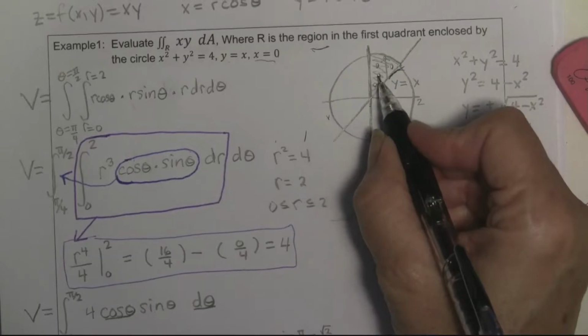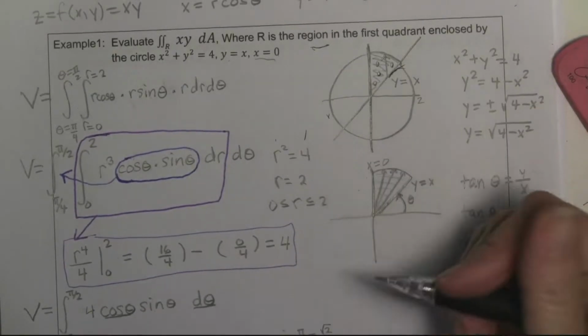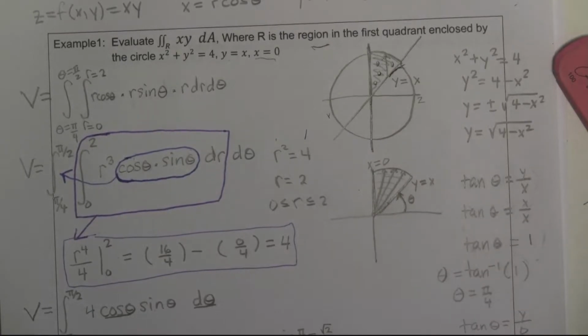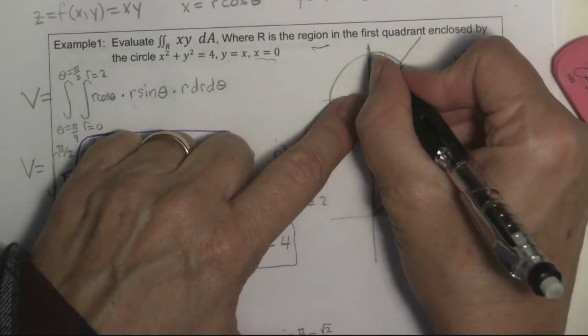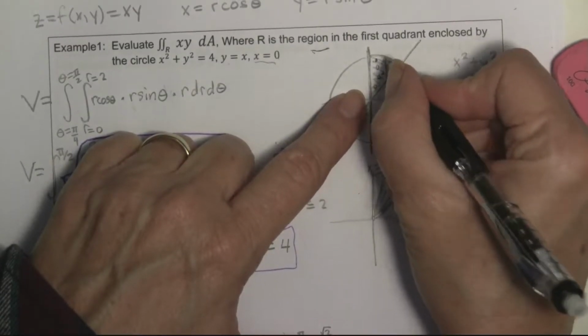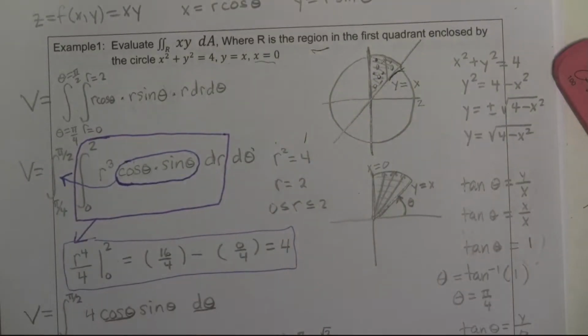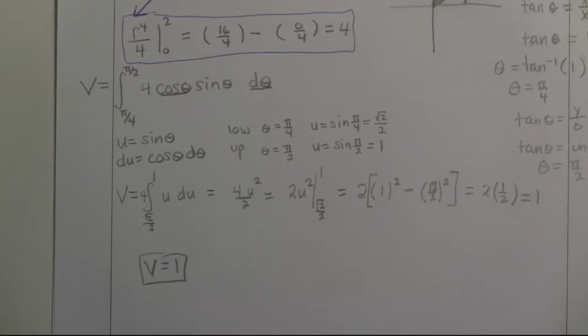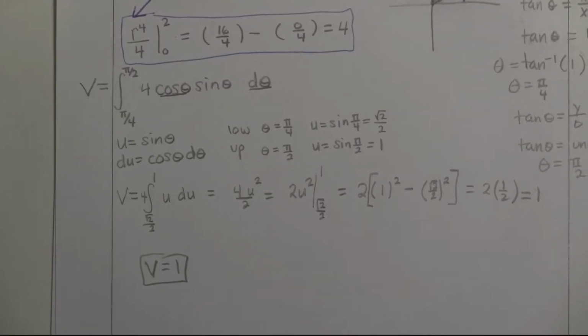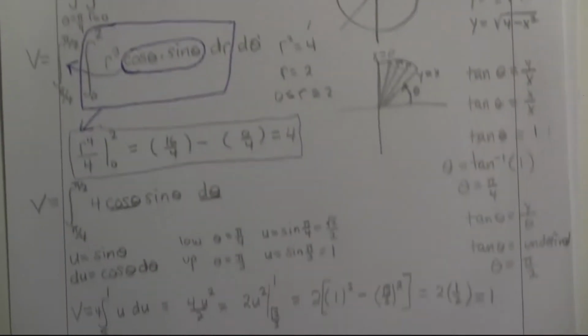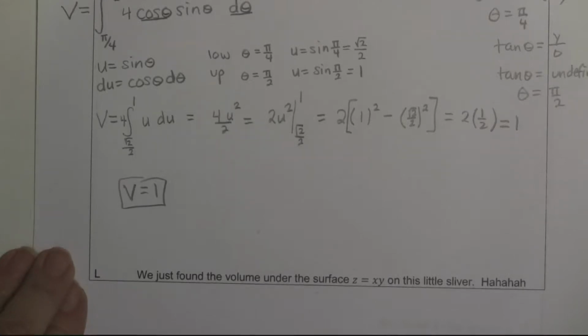How many heights do we have in there coming out of the page? We have infinitely many, right? And if we find the volume of all of those, these are all infinitely many rectangles so small, but when you add them all up, they have a volume of 1. So that's kind of the story there of what we found. And so I just put a little note. We just found the volume under the surface z equals xy on this little sliver.